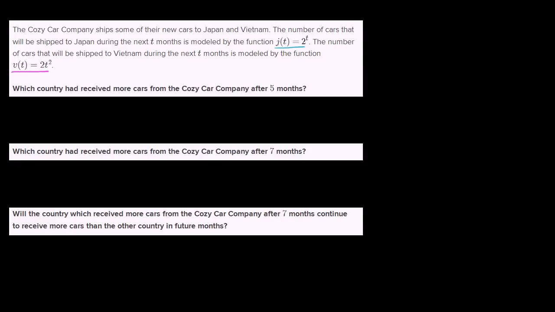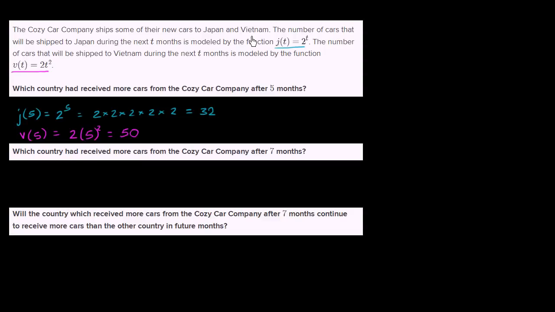Which country had received more cars from the Cozy Car Company after 5 months, or will have received after 5 months? So let's see how much Japan's going to receive after 5 months. So t is in months, so j of 5 is going to be equal to 2 to the 5th power, which is equal to 2 times 2 times 2 times 2 times 2. And let's see, 2 times 2 is 4, 8, 16, 32. So Japan will have received 32 cars, and Vietnam, so v of 5, is going to be 2 times 5 squared, which is going to be 2 times 25, which is equal to 50.